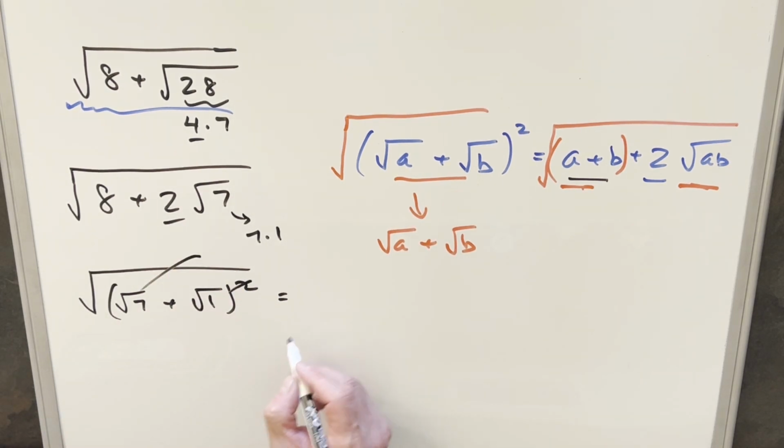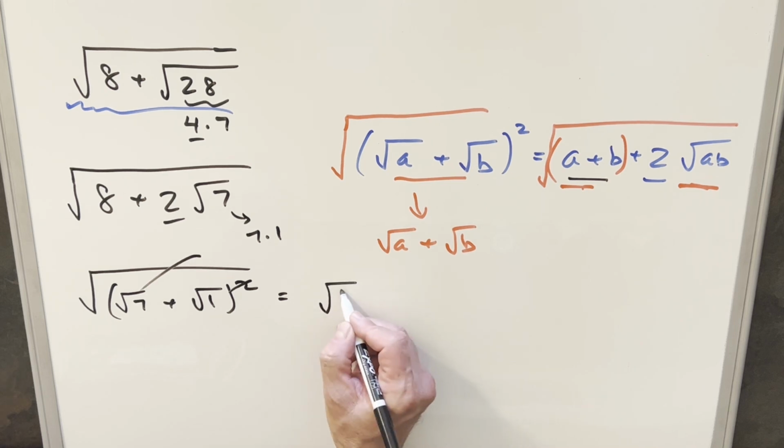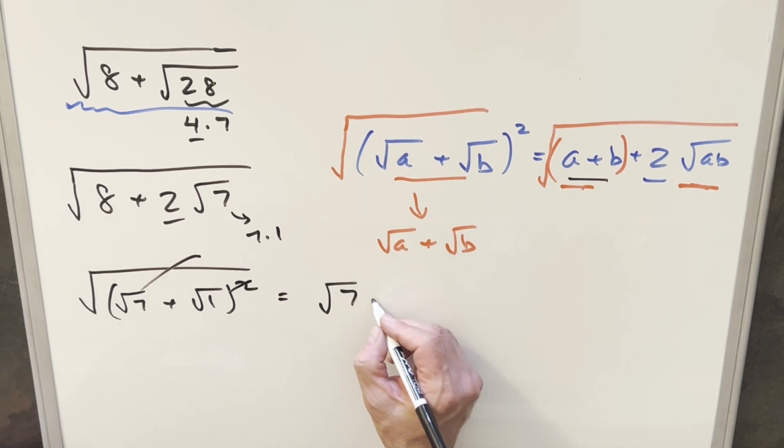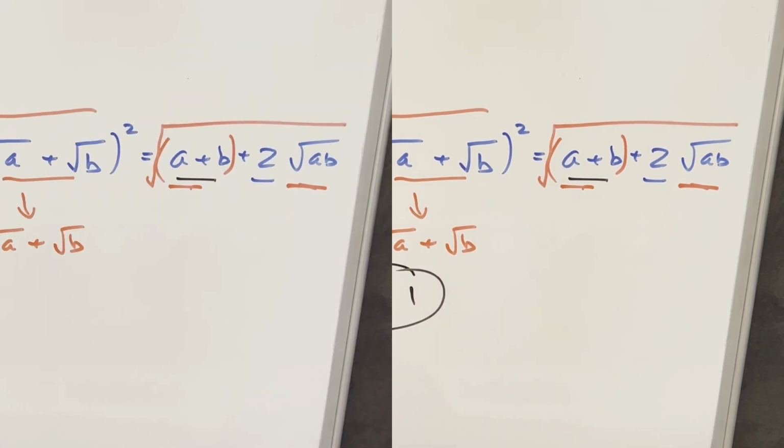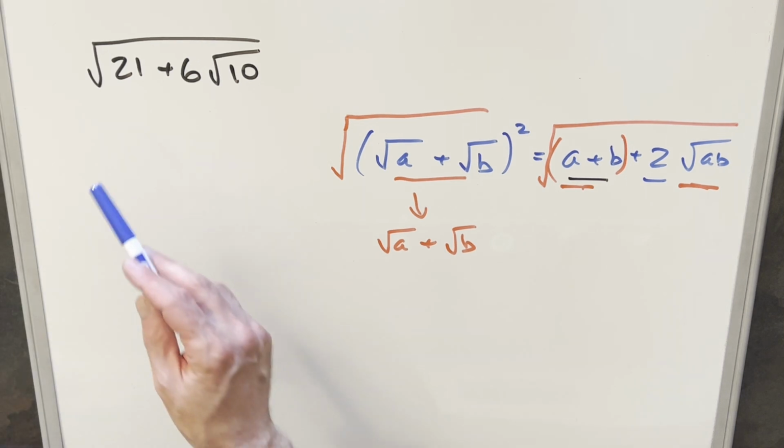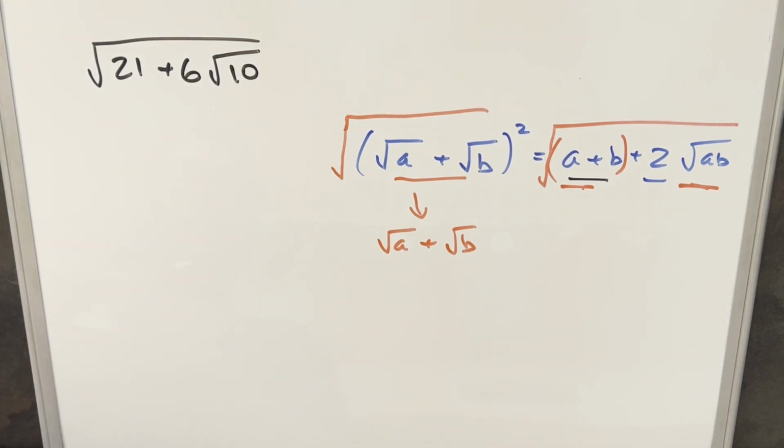Don't worry about absolute value. And our solution to this is just going to be square root of 7. This is just 1, so we'll have square root of 7 plus 1. Moving on to number 3, we've got the square root of 21 plus 6 square root of 10.